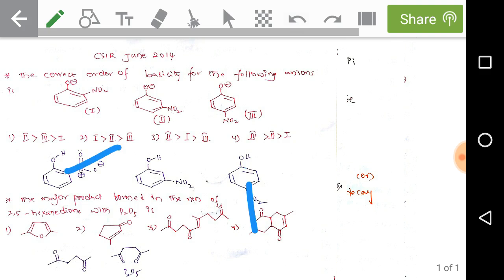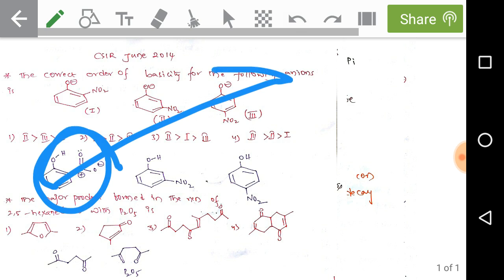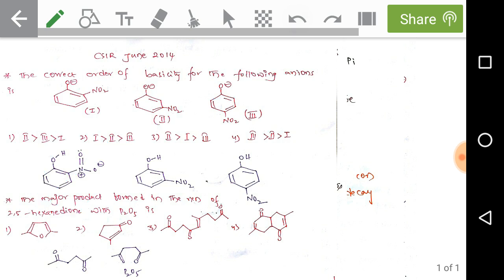If you look at the third compound, the new electrophile is at the meta position, and that is not a favorable place with respect to the hydroxy group. Whenever the electrophilic substitution reaction is more possible, the hydrogen easily cleaves from that compound, and that compound has greater acidity.